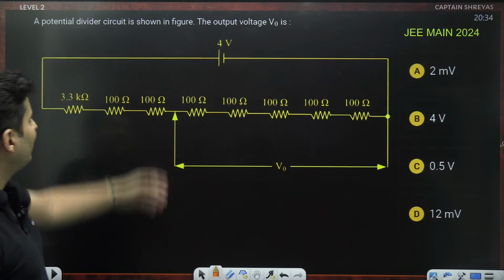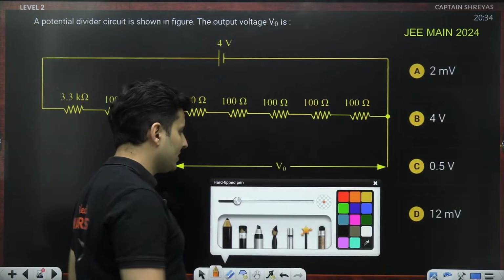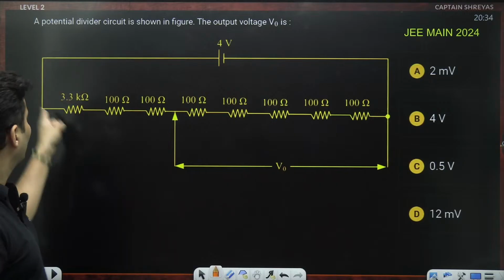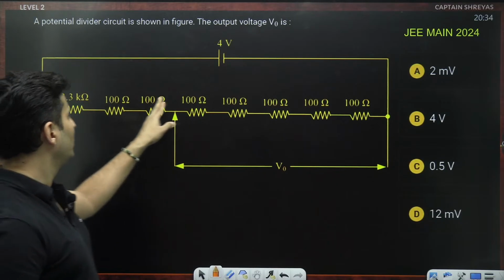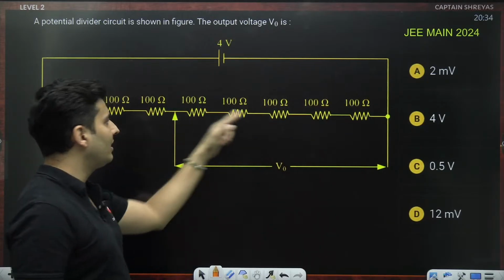A potential divider circuit is shown. The output voltage V0 is how much? Amazing. Let's have a look. 4 volts, 3.3, which is 3300. 1, 2, 3, 4, 5, 6, 7. So this is 700 ohms.